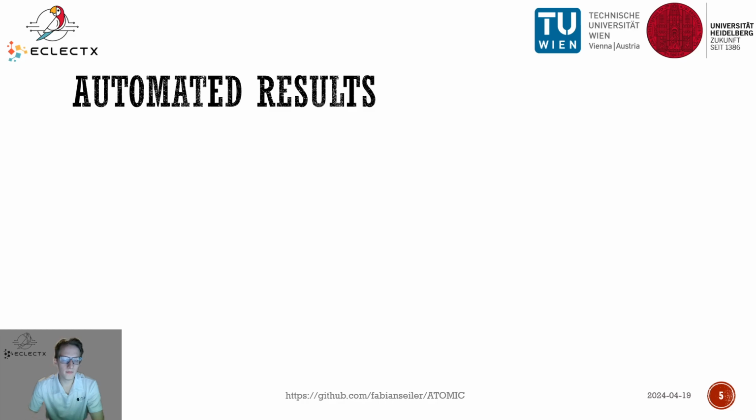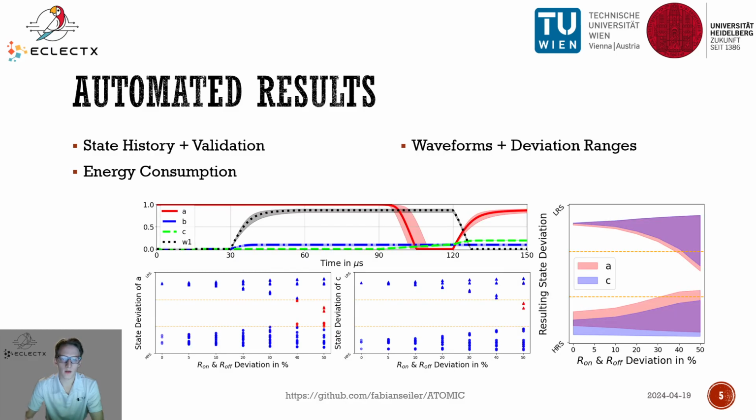That's it. Then we get these automated results, where we first have the state history plus the validation that the algorithm actually works. Then the energy consumption, which is also quite nice to have automatically. And we get different waveform deviation ranges, so we can check if the functionality of the algorithm is still given if the states of the memristor are changed, so have a little deviation in them. And we also have various customizable visualization options included.